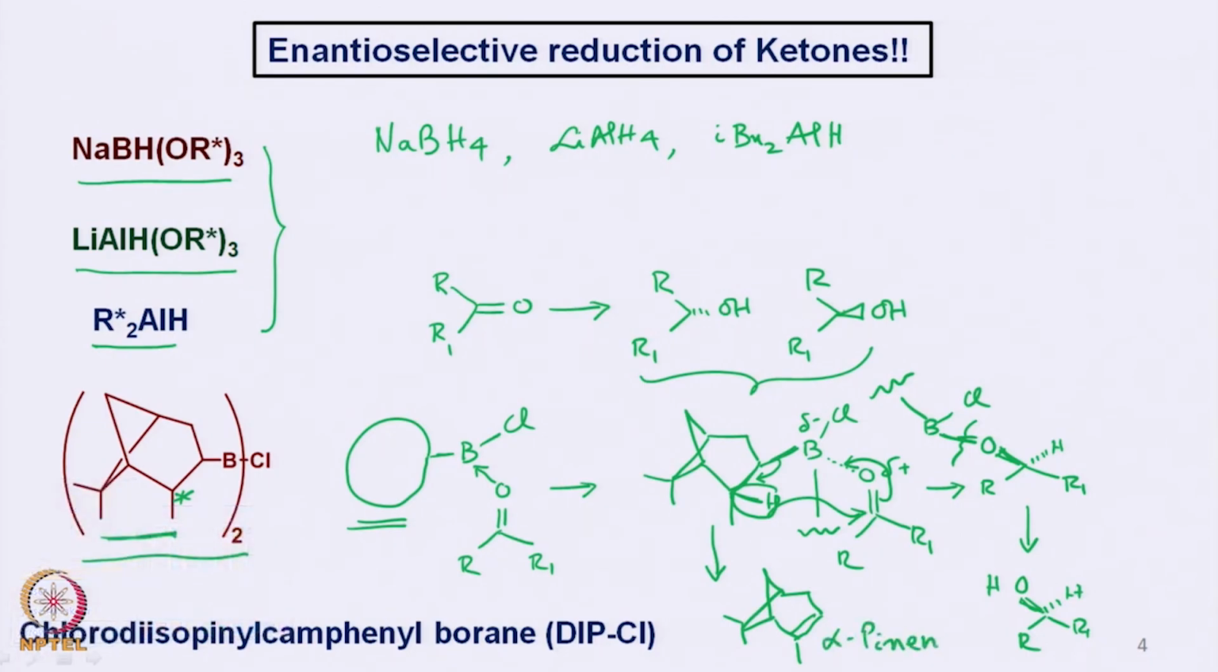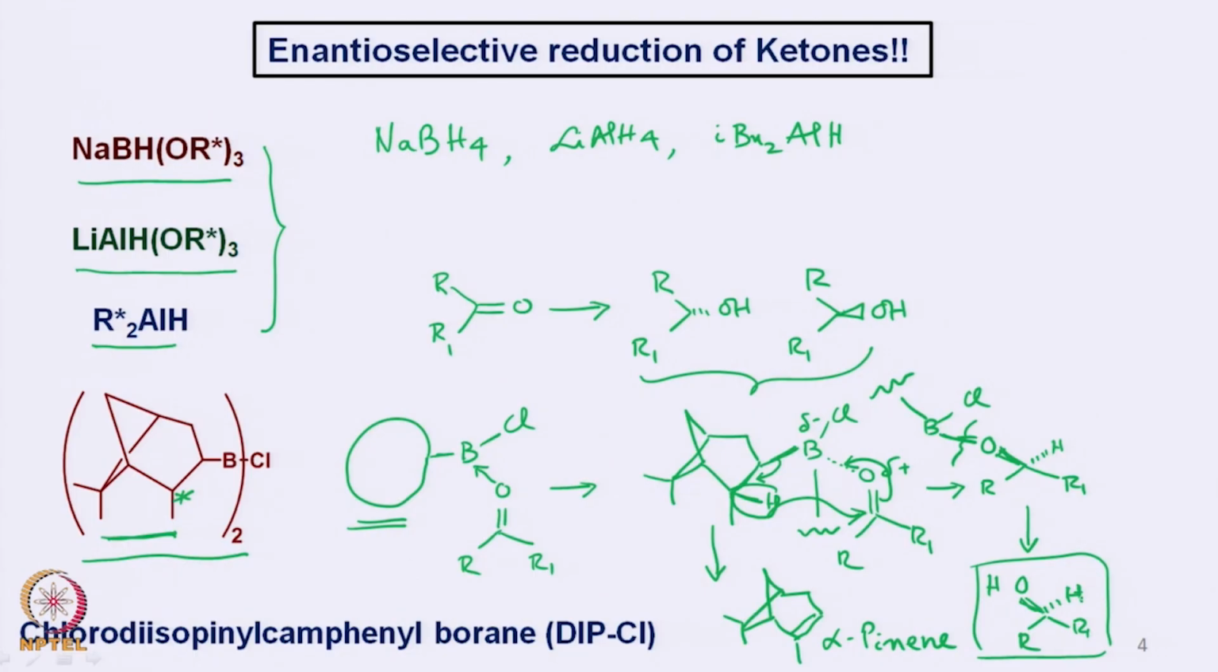So the reducing agent is chlorodiisopinocampheylborane, and what is interesting is that the chirality of this particular part is guiding the hydride transfer to the carbonyl group, and then the asymmetric reduction leads to this particular chiral alcohol, which is of very high enantiomeric purity. So, these are the various reducing agents that are needed for the reduction of ketone to the alcohol.